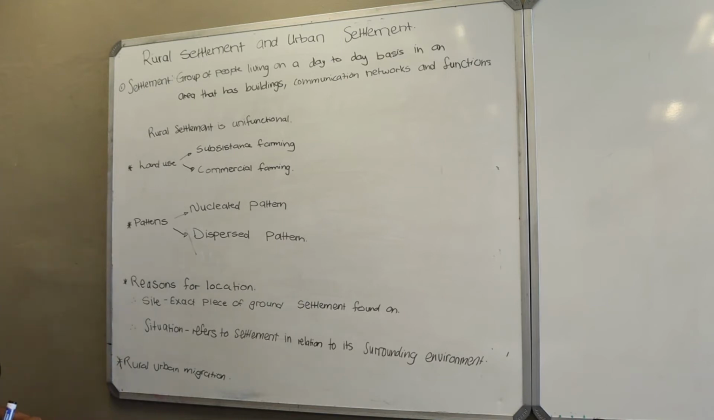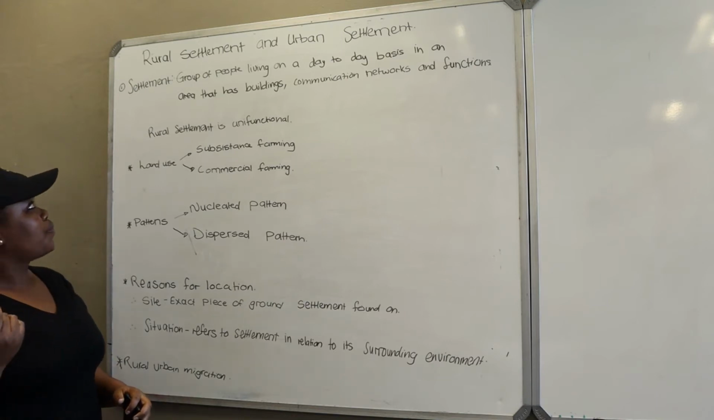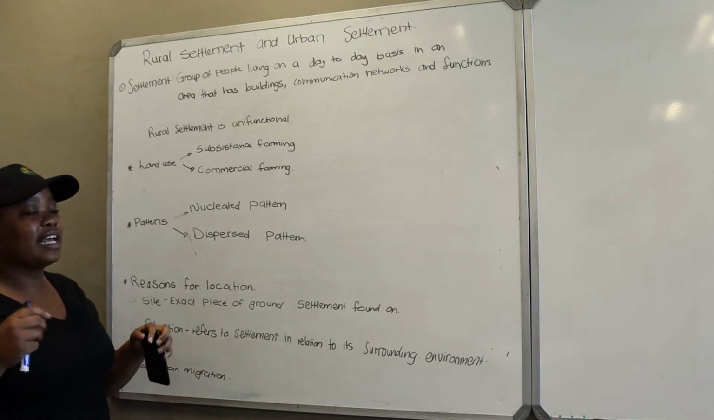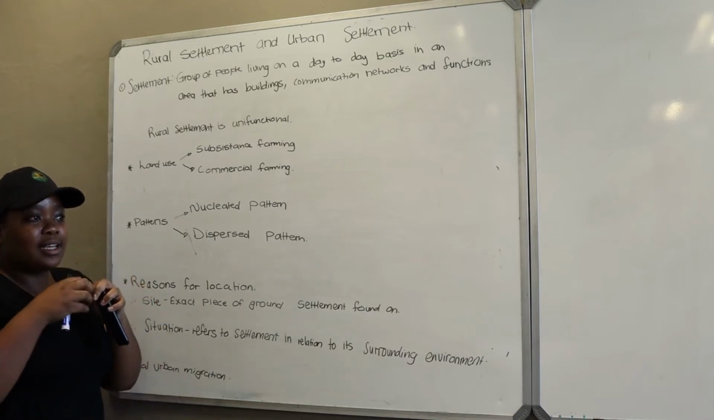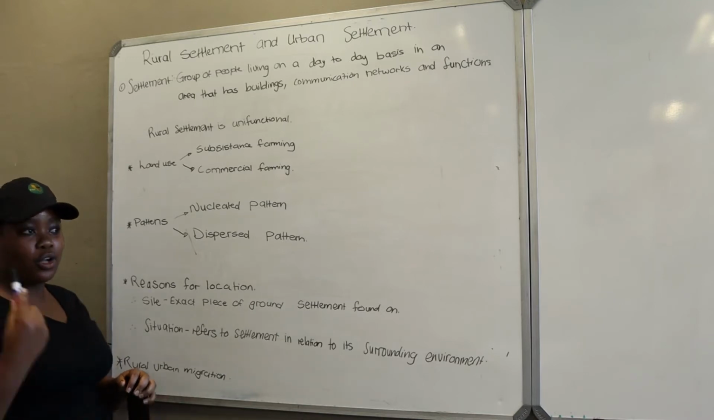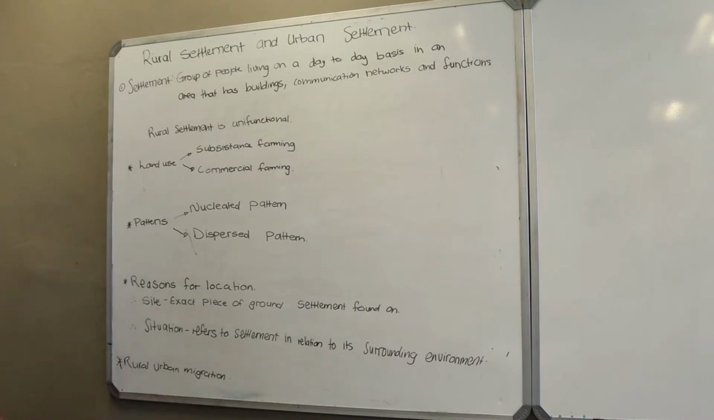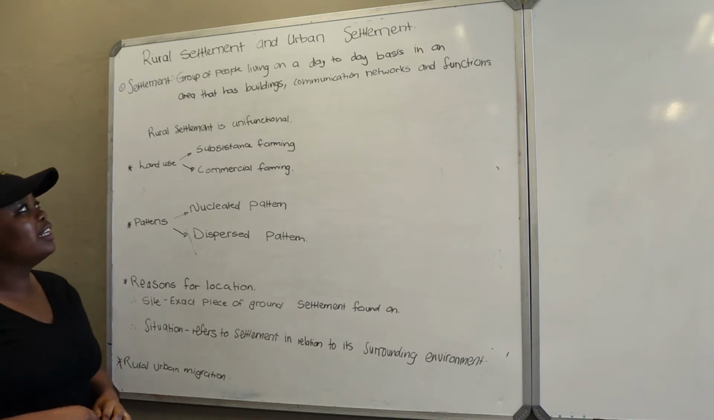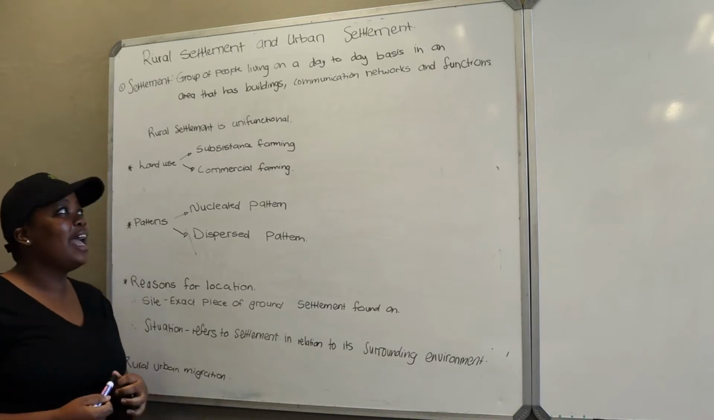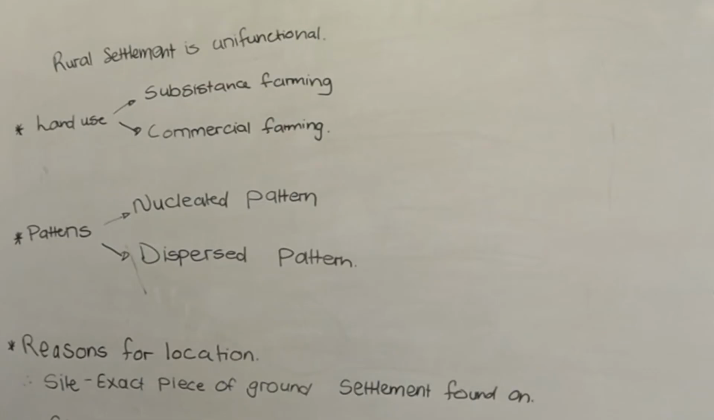So before I start, I would like to read the definition of settlements for you, because I feel that is the basic definition that you have to understand first before continuing. A settlement is a group of people living on a day-to-day basis in an area that has buildings, communication networks, and functions. Now we move on to land use.